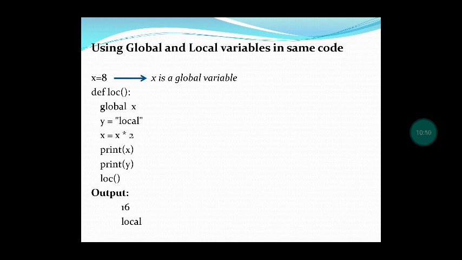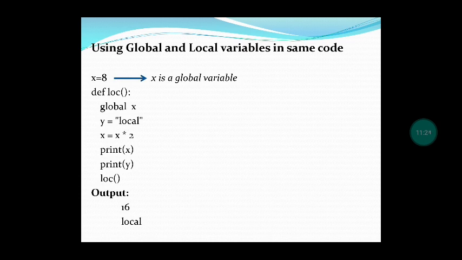Next example, both global and local variables have been used in the same code. x equal to 8. x is a global variable which is used outside the function, and inside the function y is a local variable, and again we are using global x by using the keyword global. y equal to local and x equal to x into 2. Now we are printing x. The x is global. Print y. y is local.